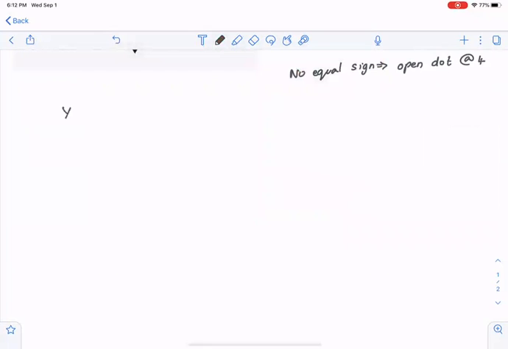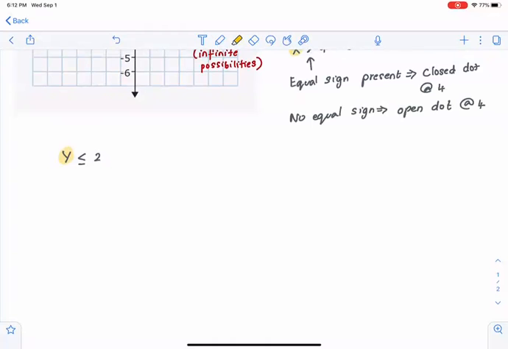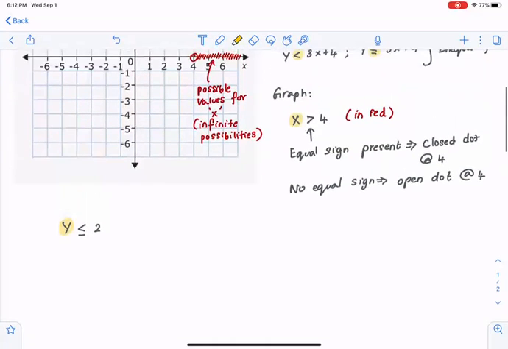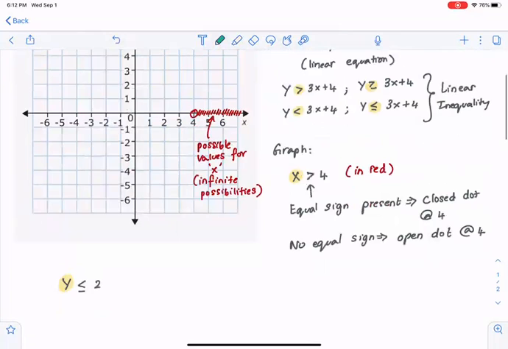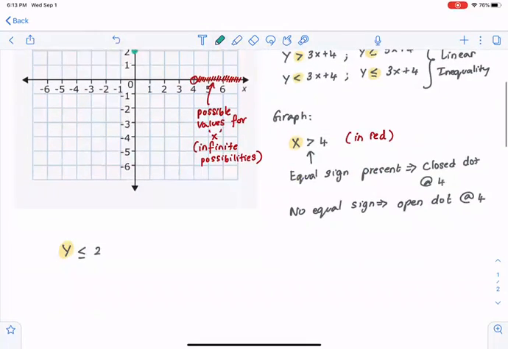Now, let's say we have y less than or equal to 2. Now, notice there is only one variable, and in this case, that is the y variable. So we are on the y-axis. And notice that there is an equal sign. So we start at 2. And we put a closed dot.